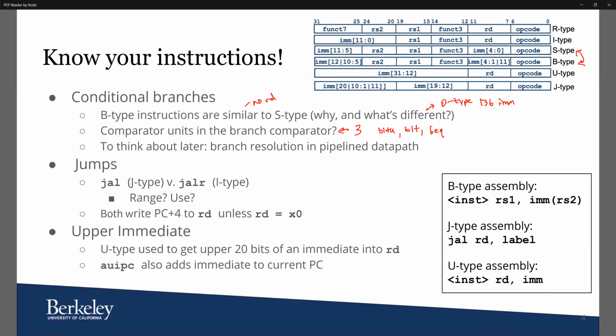Okay. All right. Next is jump. So you have jump and link, which is a J-type instruction, versus jump and link register, which is actually an I-type instruction. So what is the range of these two?